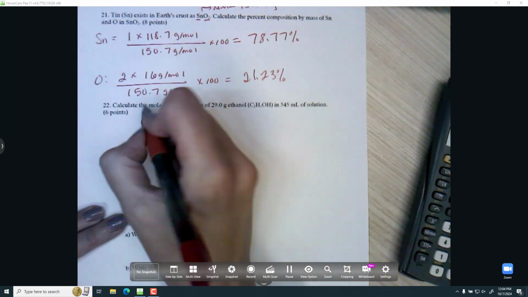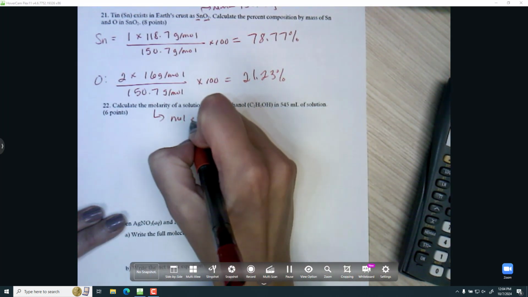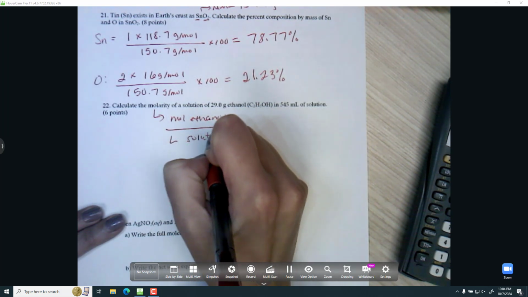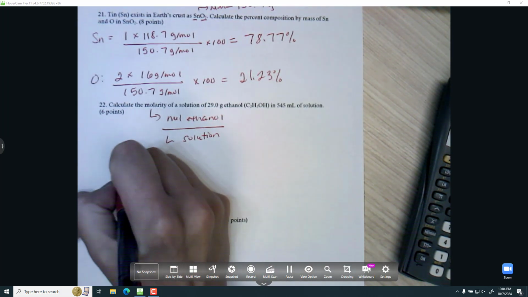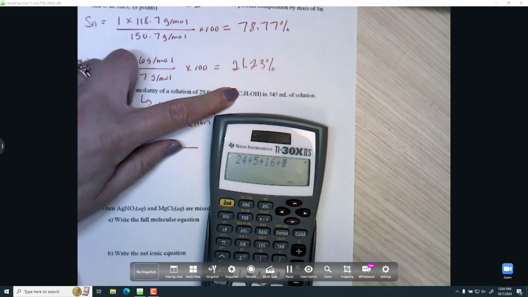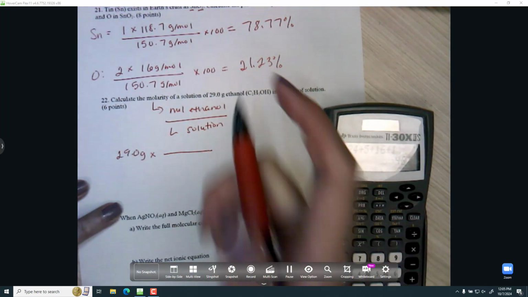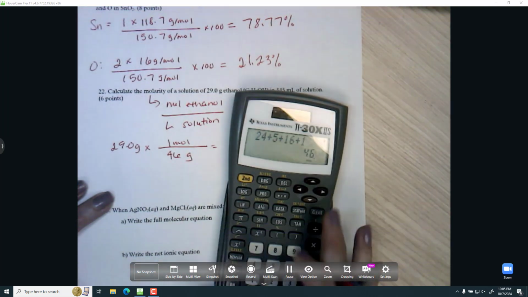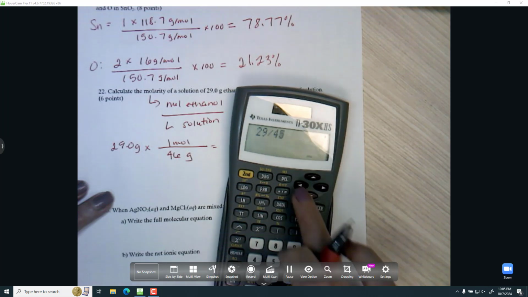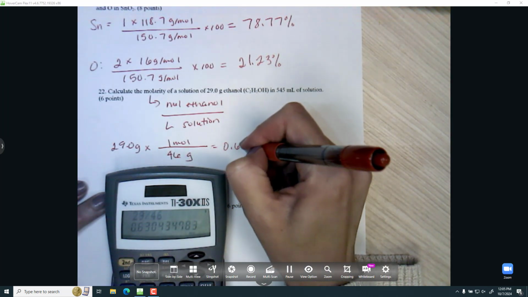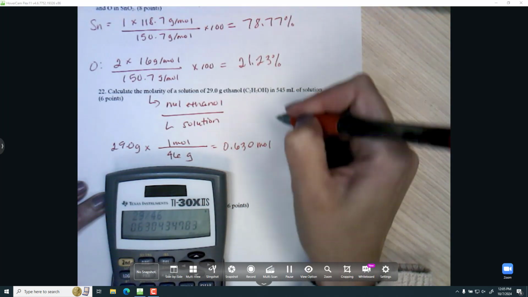All right, molarity, remember, is moles of solute, in this case that's ethanol, on top, liters of whole solution on the bottom. So I have grams of ethanol. I'm going to have to convert that to moles. I'll use the molar mass to do that. So 24 for the carbon, 5 hydrogen, 1 oxygen, and 16 plus 1 more, so a total of 46 grams. And I need to divide to get the grams to cancel. 0.630, and that would be my moles of ethanol.